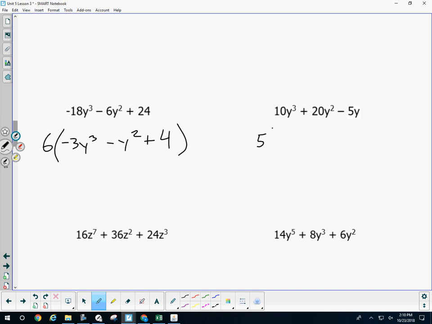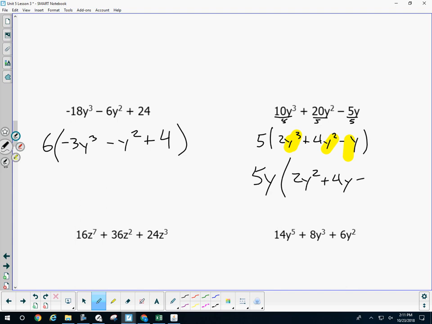Now let's say for the next one, I just pulled out a 5. I'd have 2y cubed plus 4y squared minus y. If you're not sure how I got the 2y cubed plus the 4y squared minus the y, I'm undoing distribution. I'm dividing. To distribute, we multiply. To undo, we can divide. Everything divided by 5. However, I see that each of these terms shares a y. I have 3 of them, and 2 of them, and 1 of them. So why don't we pull out 5y, giving us 2y squared plus 4y minus 1.